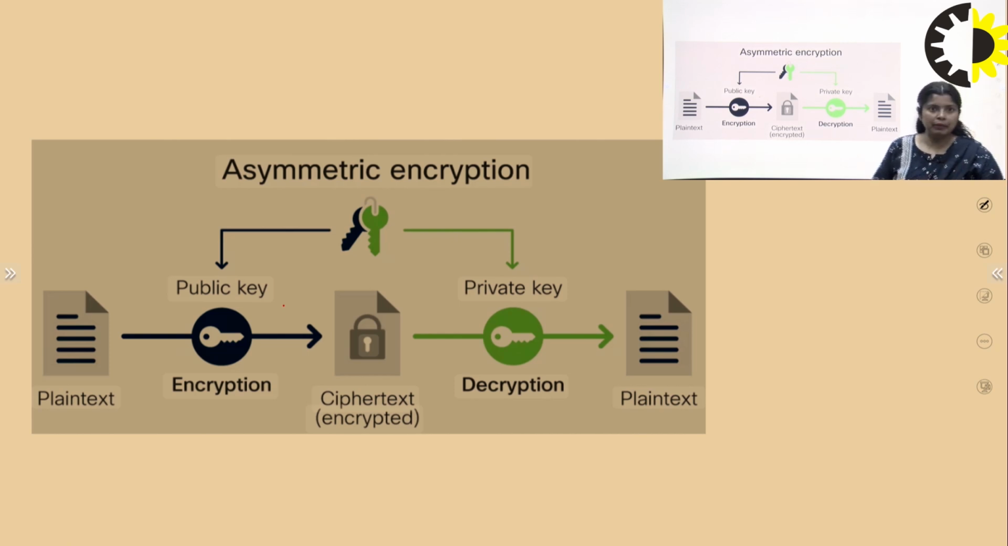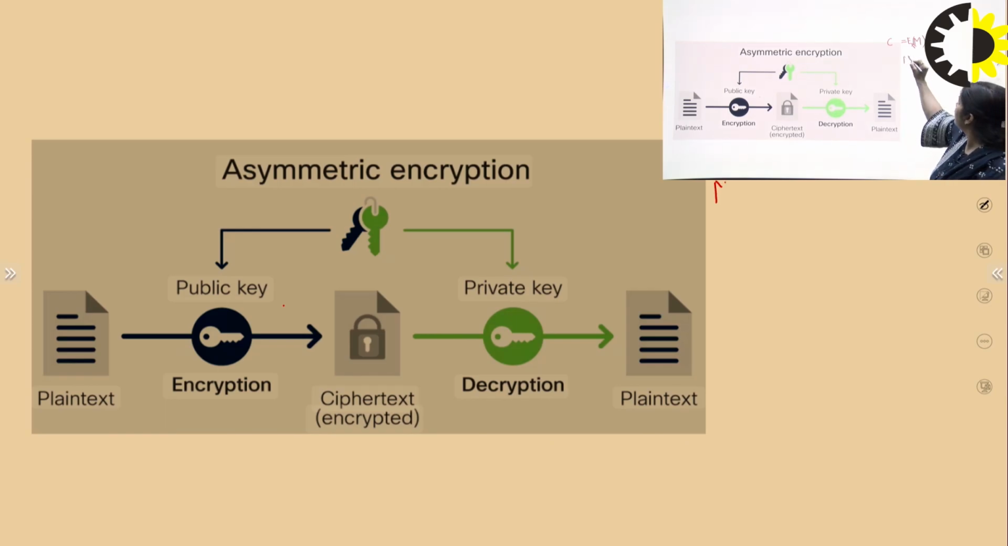In asymmetric key encryption, suppose there is a plain text, a message. The plain text is converted into the ciphertext. This message is encrypted with the public key. So you apply the encryption with the public key to the message, and this will be the ciphertext.